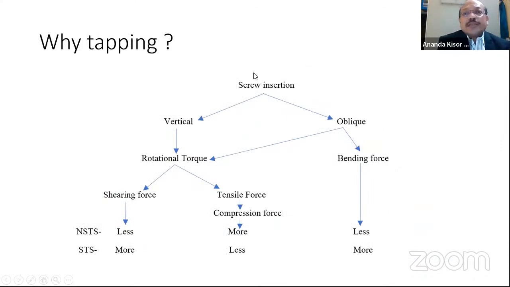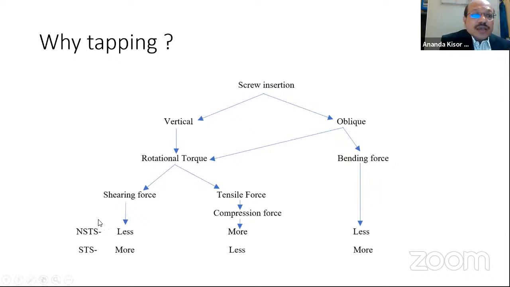So why is tapping required? I already told you, when the screw is inserted, it may be inserted vertically or obliquely to the surface. If it is a vertical insertion of the screw, it causes rotational torque. This rotational torque is divided into shearing force and tensile force. Once it is inserted, the initial tensile force is ultimately converted into compression force when all the threads are exhausted and the head abuts against the surface. Then the compression force is exerted.